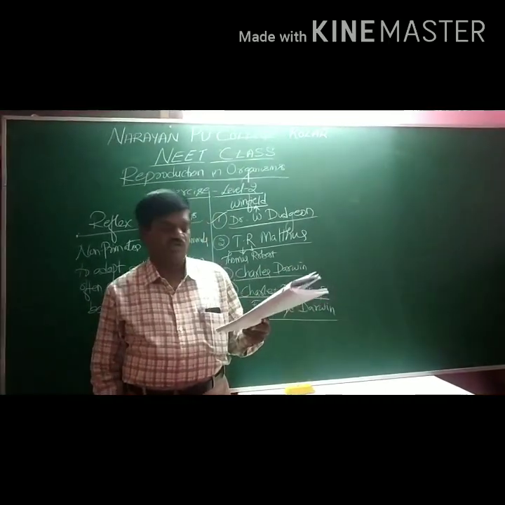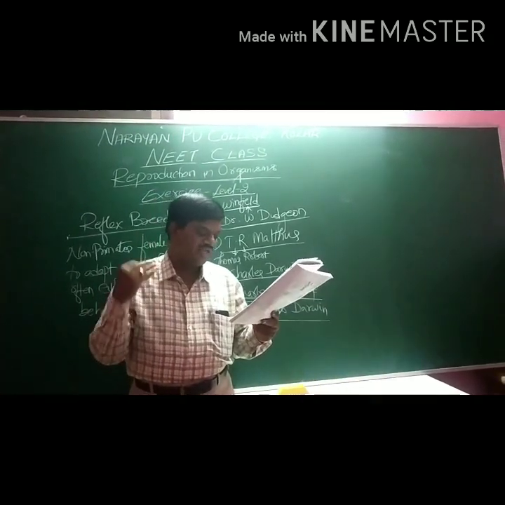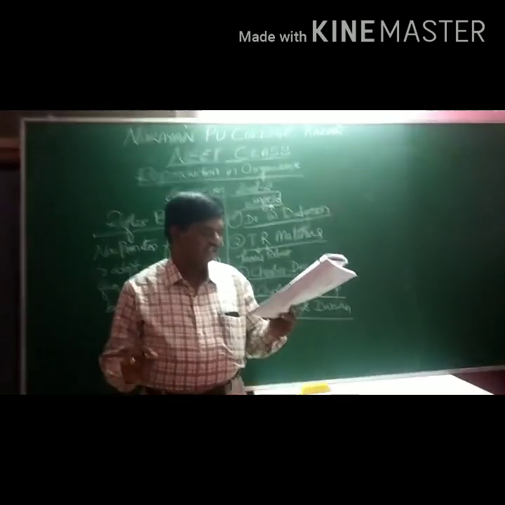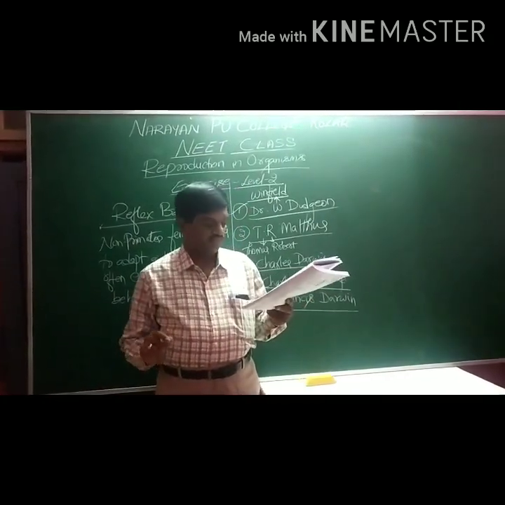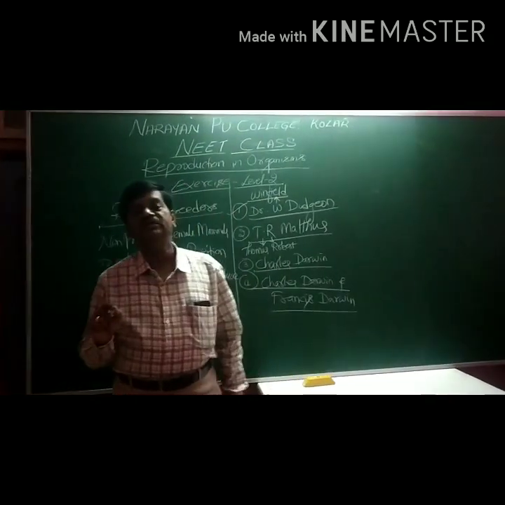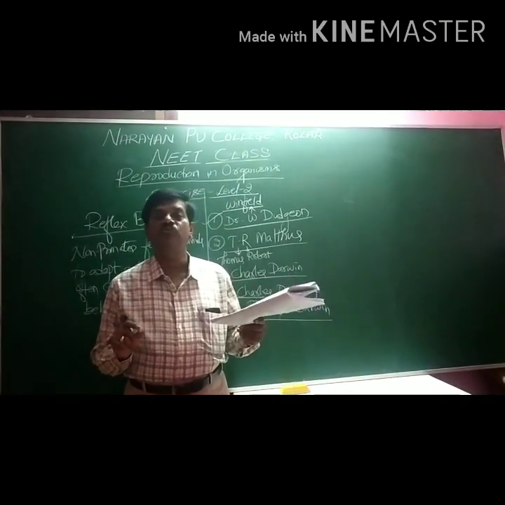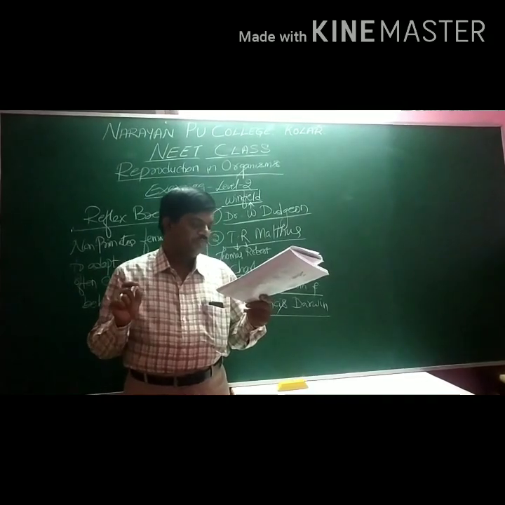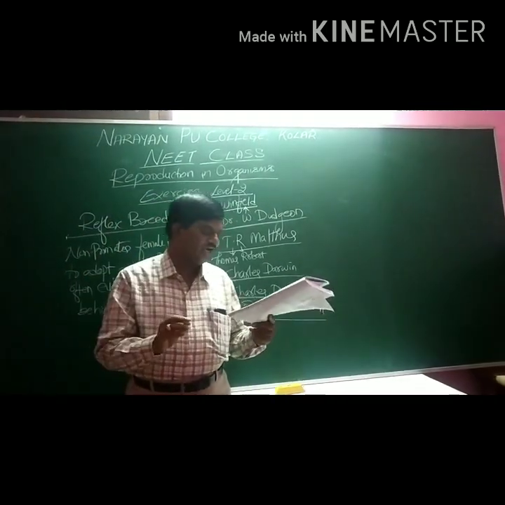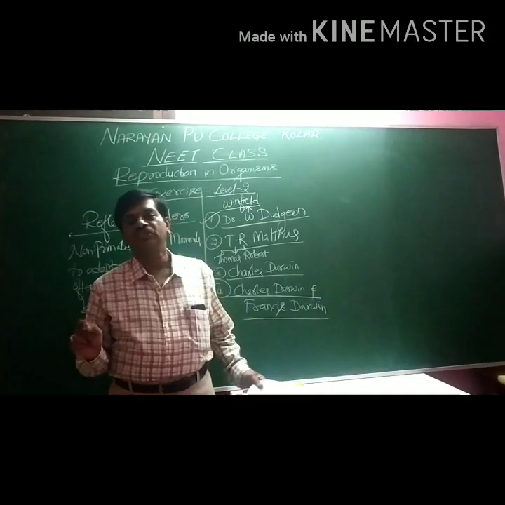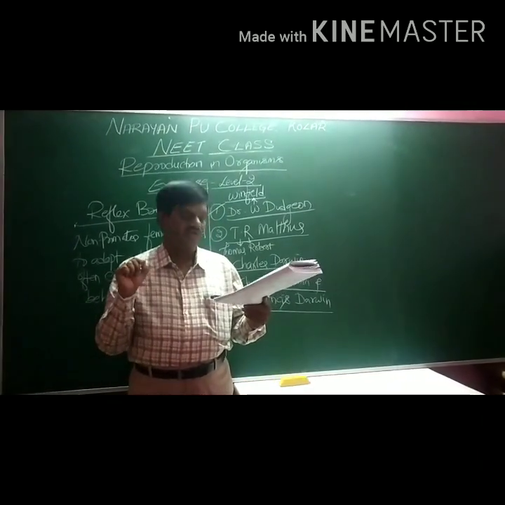Next one, polyembryony. The meaning of polyembryony is the formation of more than one embryo. This is not the answer. Polyembryony is not the answer. Next one, parthenocarpy. Parthenocarpy is nothing but the development of fruits without fertilization. For that we use the word parthenocarpy. Next, parthenogenesis. Parthenogenesis is where the female gamete, egg or ovum, develops into an individual without any fertilization. For that, parthenogenesis is the right answer.